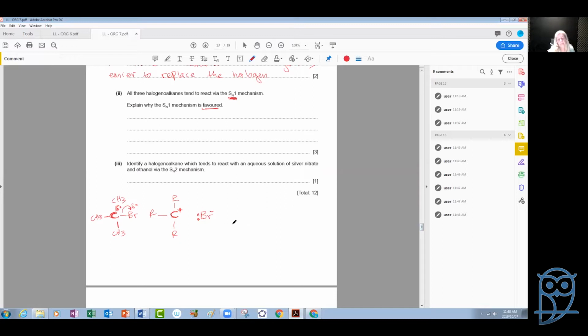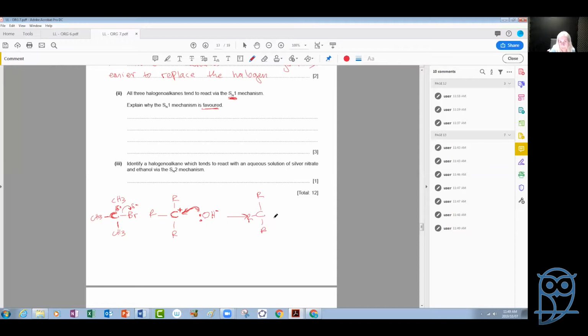If we have in our solution now, actually let me remove that because it's in the way. Let's put it somewhere else. We can have, say, a hydroxide ion from the solution. What happens now? This will be attracted to the carbocation. That is a very fast step now. It happens very fast, and the result will be, say, the formation of an alcohol.